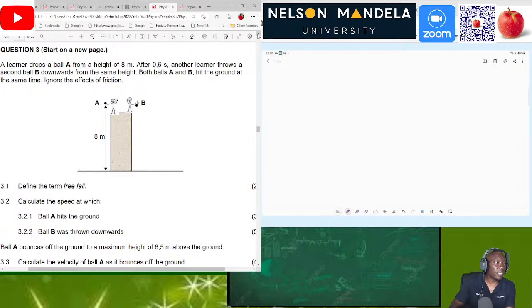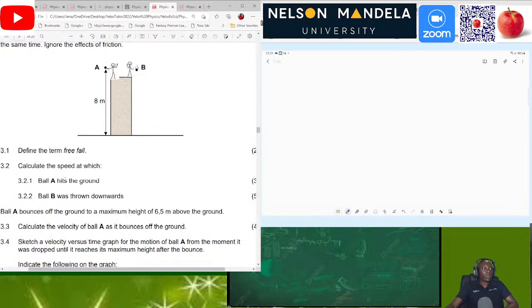You can see the thrown ball has some effect on it, as it starts with a high velocity there. Okay, so define the term free fall. Free fall is one in which the force of gravity is the only force acting on the object. So when an object is said to be in free fall, the only force acting on it is the force of gravity.